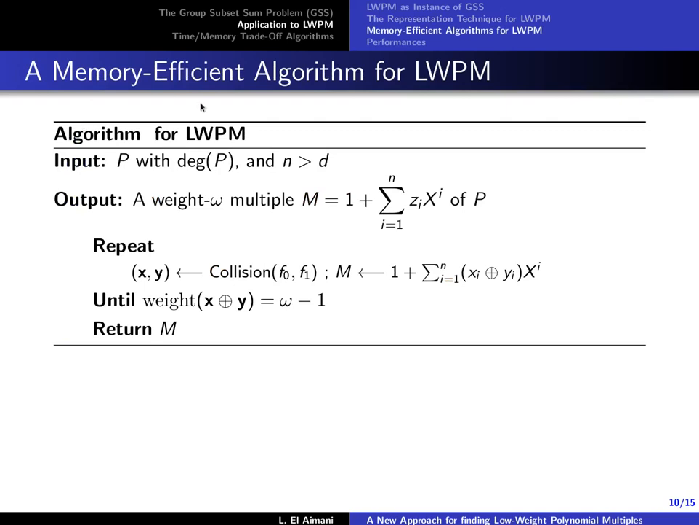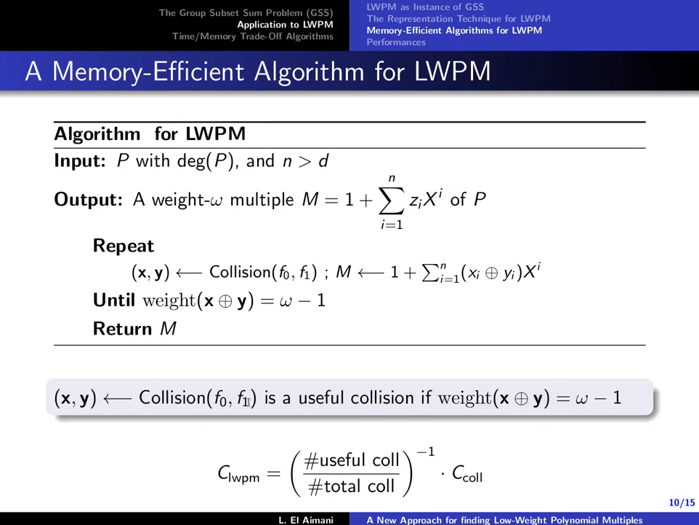Now, a memory-efficient algorithm for the low-weight polynomial multiple problem is straightforward. Given an instance of the problem, the idea consists in repeatedly looking for collisions of f0 and f1 that satisfy this weight condition. Once coming across a collision that satisfies this weight condition, we return M, which is built as follows from the found collision. We call a collision of f0 and f1 that satisfies this weight condition a useful collision. So the cost of this algorithm is simply the time needed to find a useful collision times the cost of a collision.